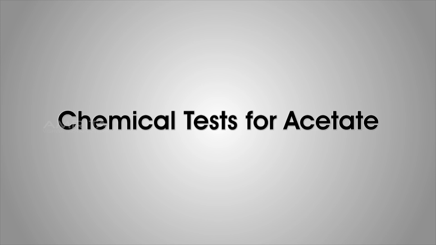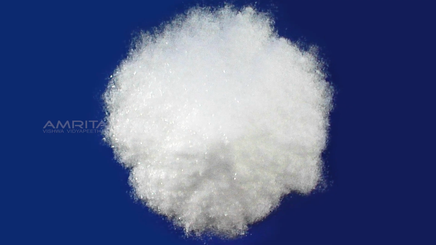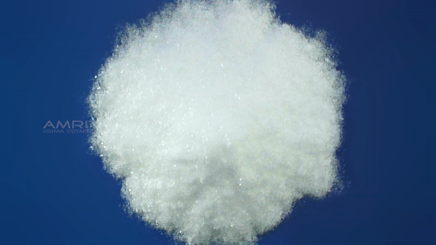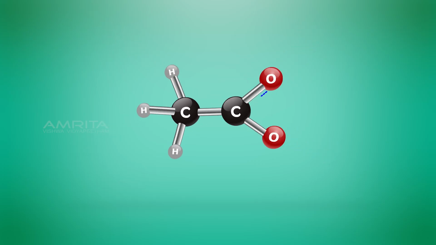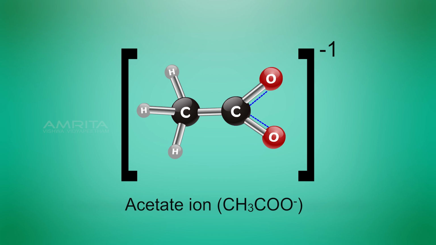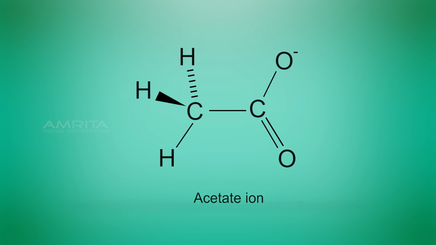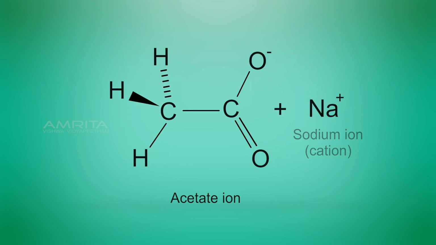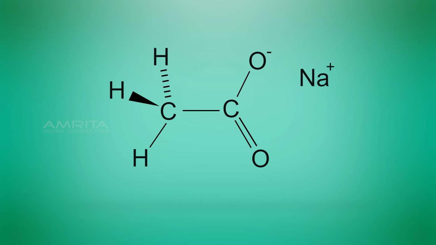Chemical tests for acetate. Acetate is a negative ion or an anion with chemical formula CH3COO-. The neutral molecules formed by the combination of the acetate ion and a cation are commonly called acetates.